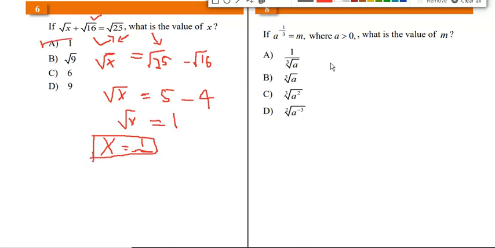Now we will solve question number 8 here. Here we are given a to the power minus 1 over 3 equals m. We need to find the value of a.